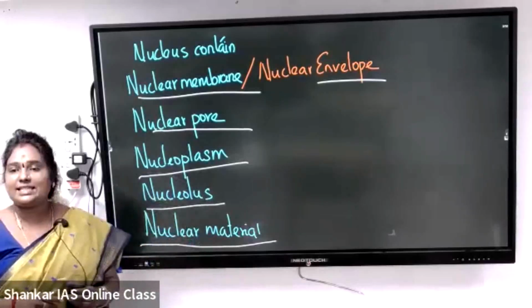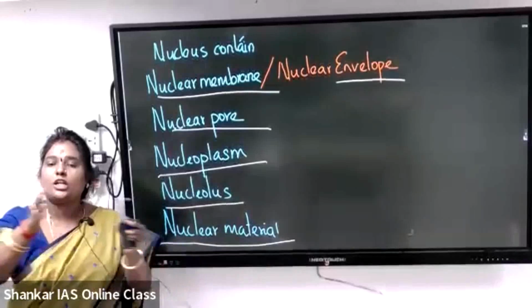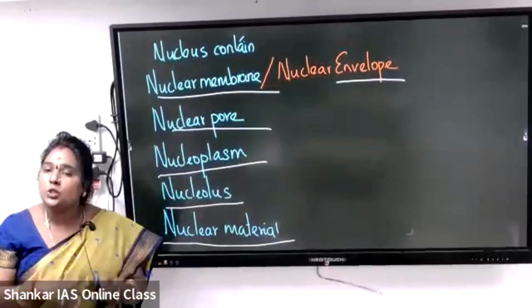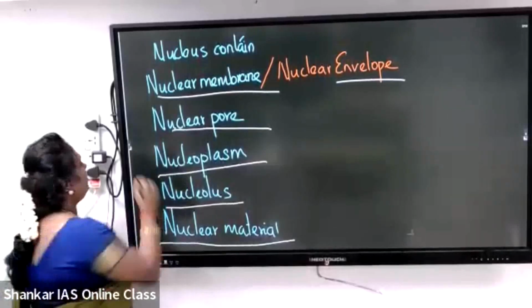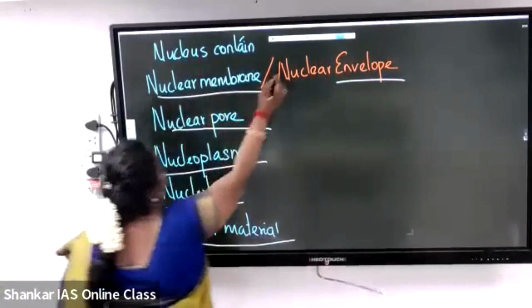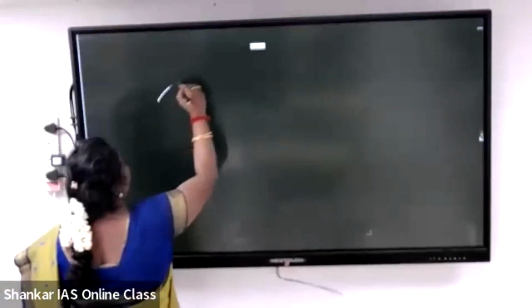So by drawing the next diagram, I'll give you a clear picture of what is nuclear membrane, what is nucleoplasm, what is nucleolus, and what is nuclear material. Now we come to the diagram. So now we'll start drawing a diagram. So please join along with me.